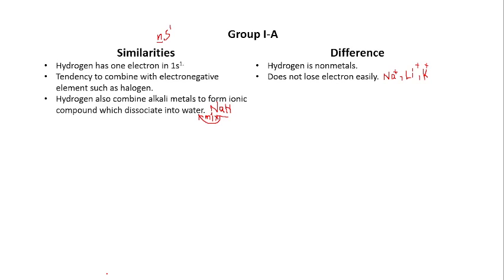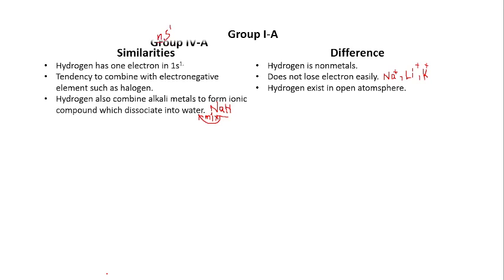Number three, hydrogen exists in the open atmosphere. Sodium, lithium and other alkali metals do not exist in the atmosphere. Alkali metals are stored in inert solvents, for example petroleum ether. They react rapidly with water and air. So alkali metals do not exist in the open atmosphere, but hydrogen does. This is about the similarities and differences between group number 1A alkali metals and hydrogen.